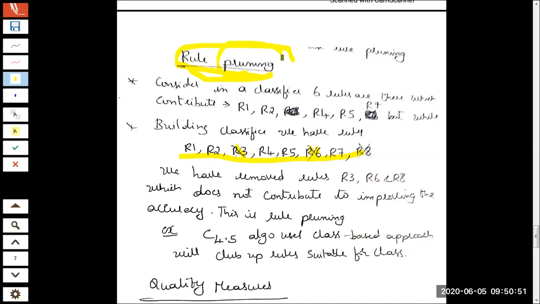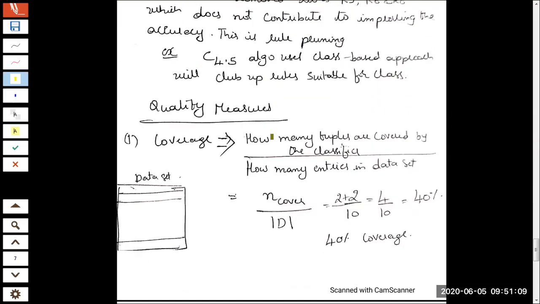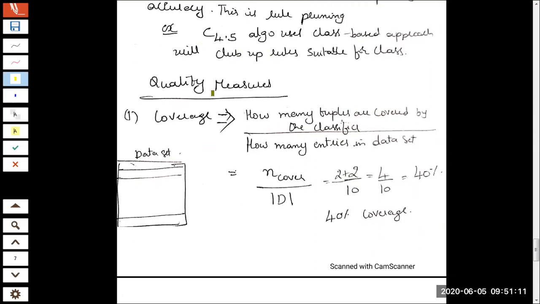You know what pruning is? Pruning means removing. In terms of a tree, it is cutting the branches of a tree. In terms of rules, it is removing the rule which is not contributing to making a decision about a class. That is rule pruning. So that was the thing, and coming to the last part, we will see what a quality measure is.